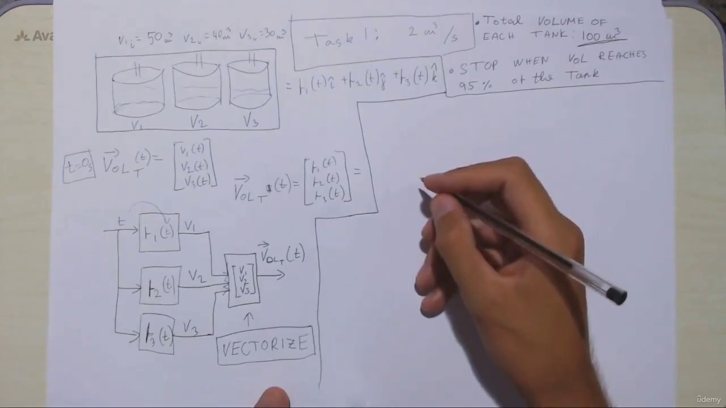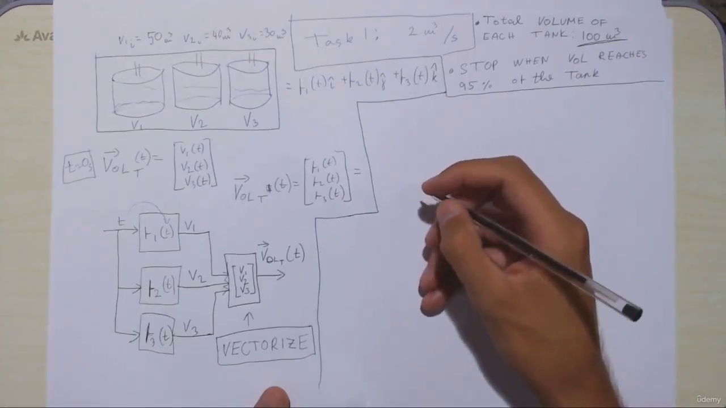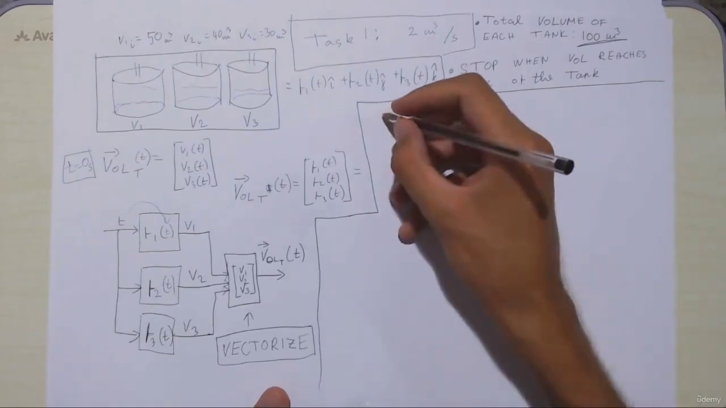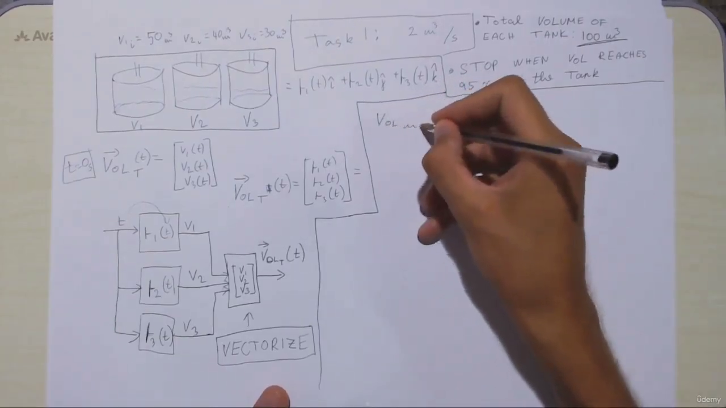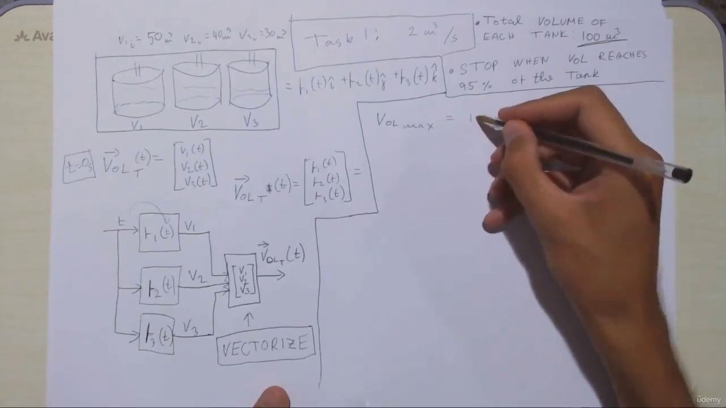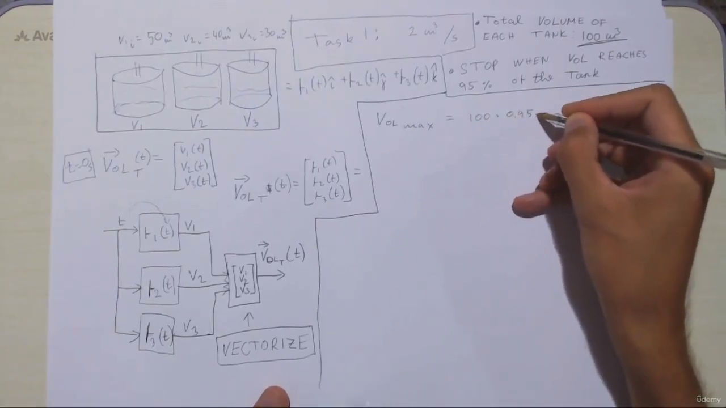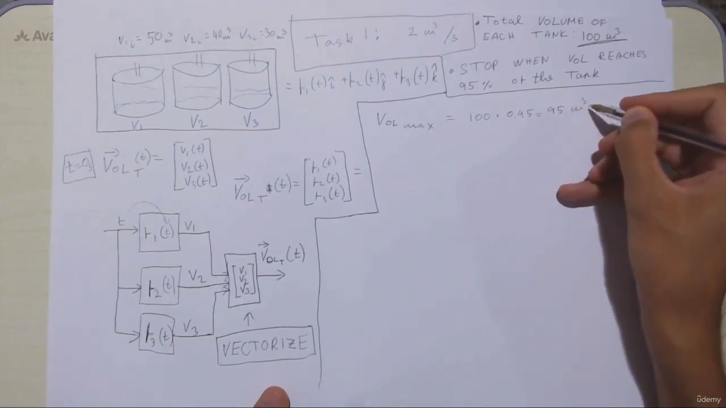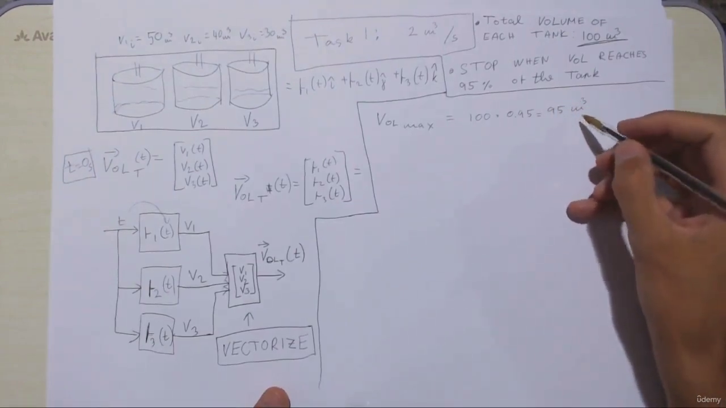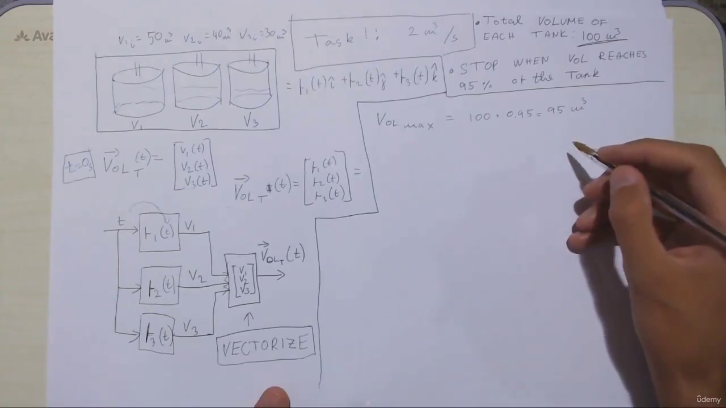Well, we have something called piecewise defined functions that we had covered earlier. So our limit, our maximum volume that we can have, would be 100 times 0.95, which is 95 cubic meters. So we cannot have more water than that inside each tank. Let's just start with the first tank.